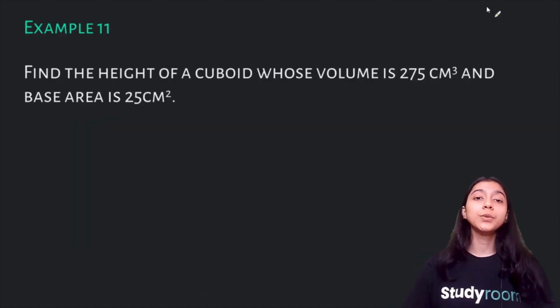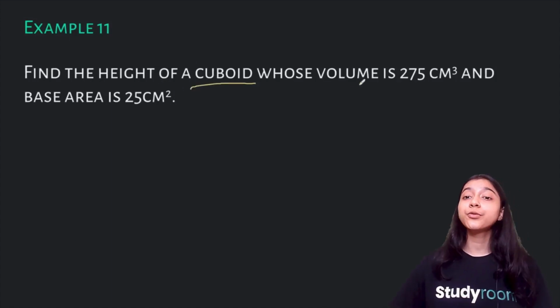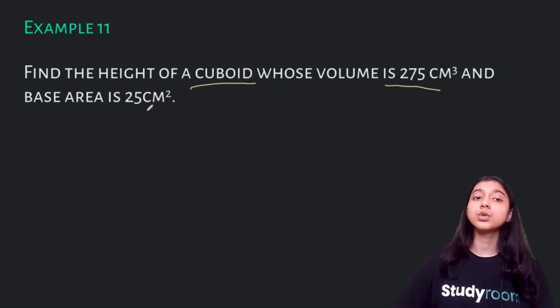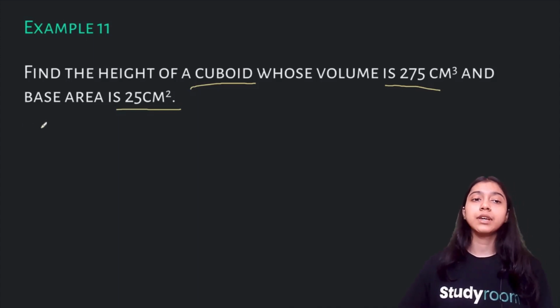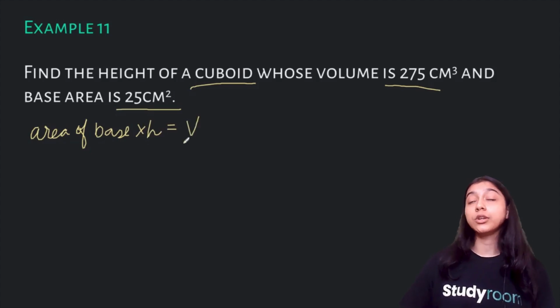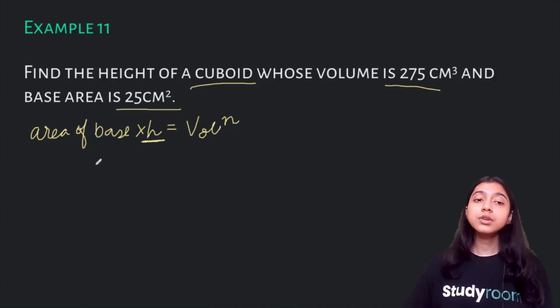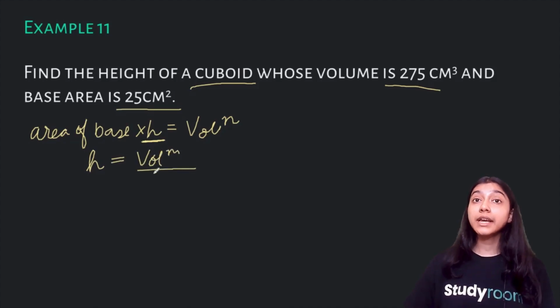Now let us try solving this problem, which is based upon a cuboid. The height of the cuboid needs to be calculated when the volume of the cuboid is 275 centimeter cube and the area of the base is 25 centimeters square. To solve this problem, we have to use this concept. We know that the volume of a cuboid can also be written as the area of its base multiplied with height. So we will have to find this height, which is unknown. In order to find the height, we can write height is equal to volume divided by the area of the base.